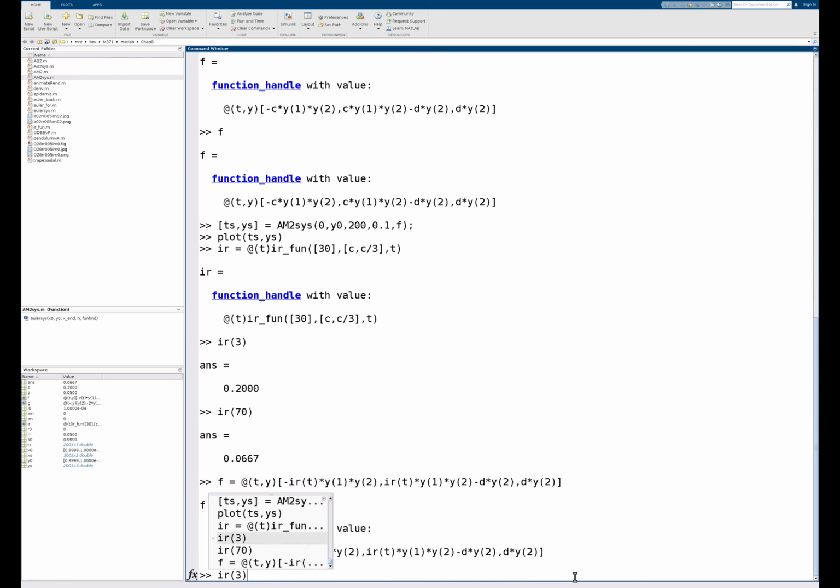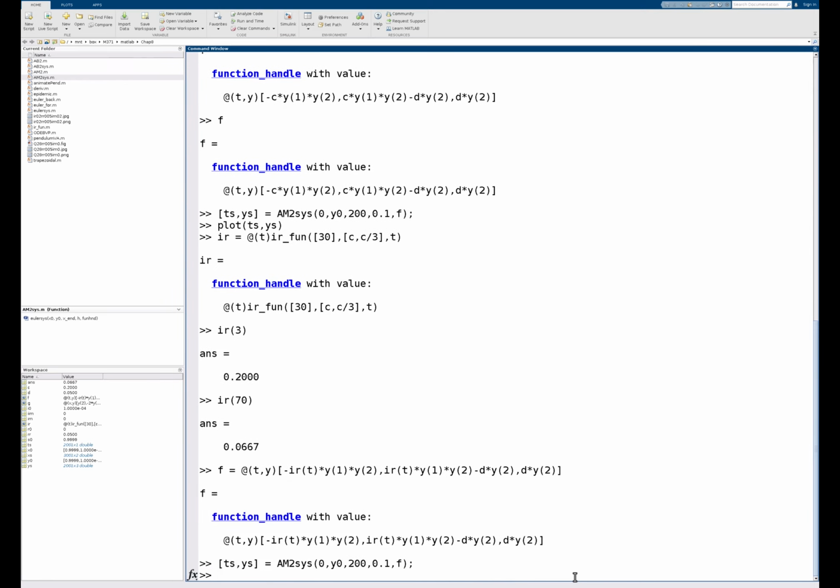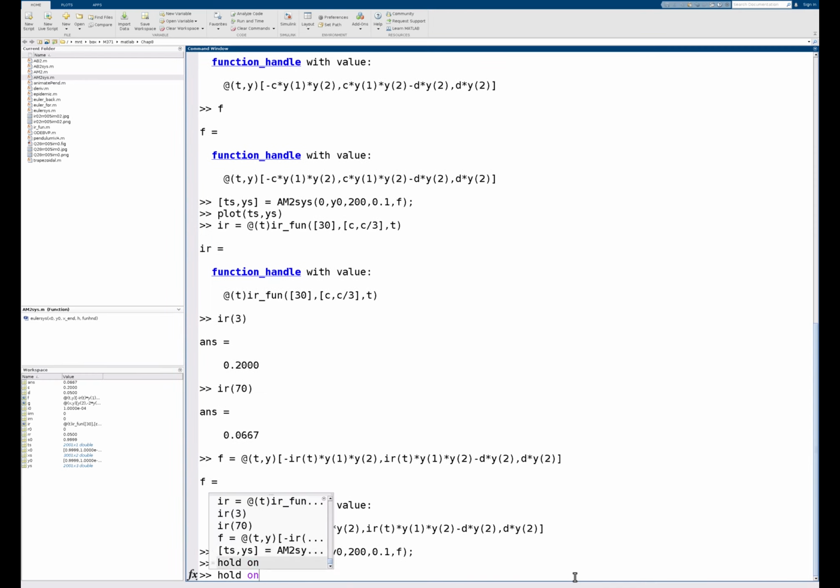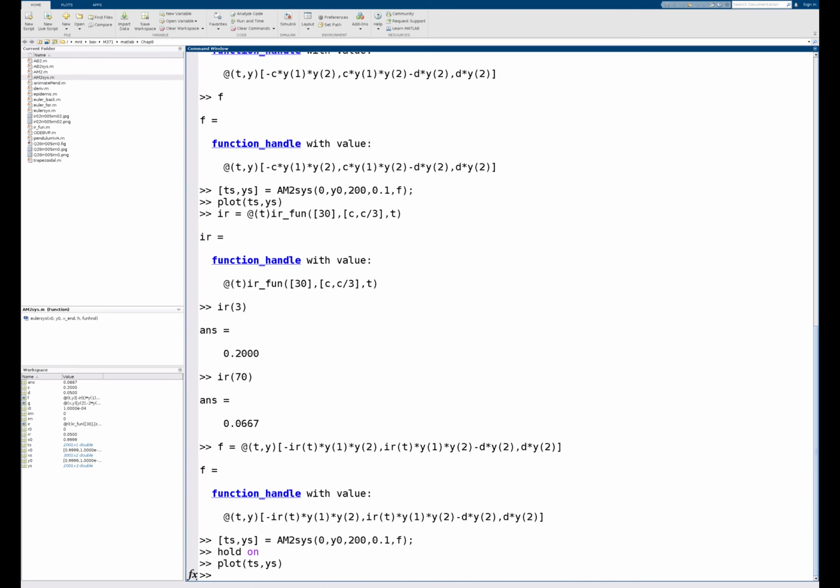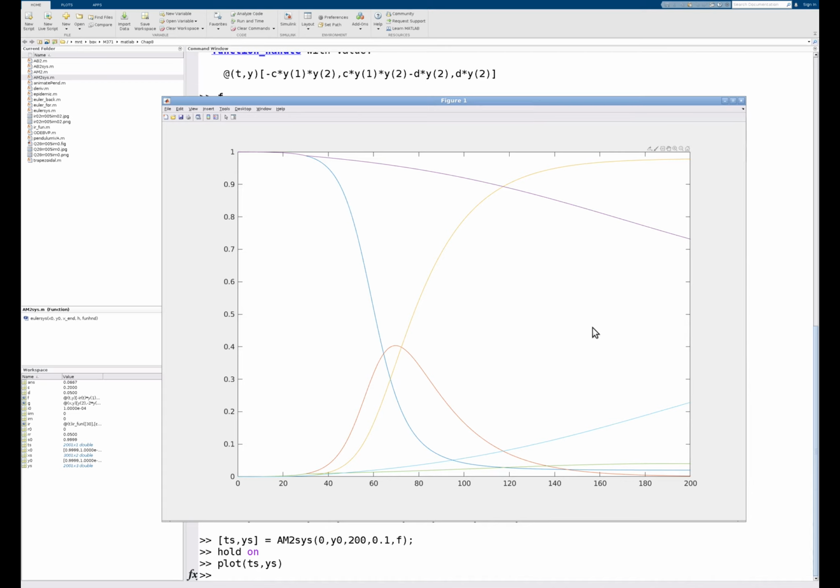And now we can try solving the differential equation and plotting. Oh, I should put the hold on. Let me do that. And then let's plot it. And let's see what we get. There we go.